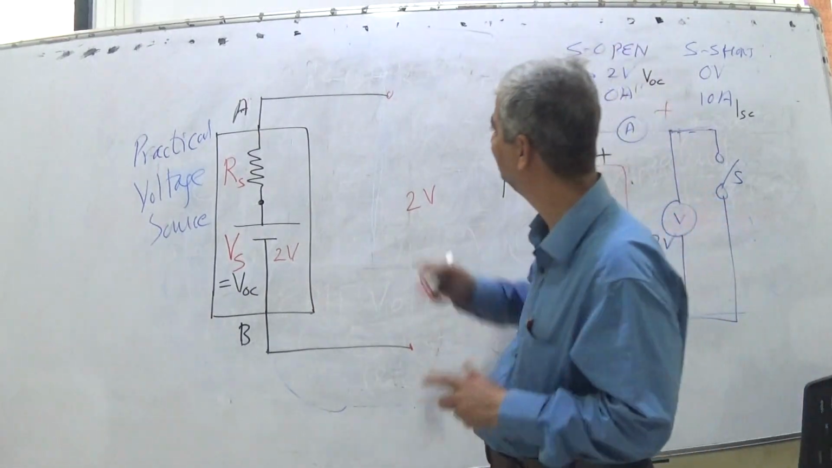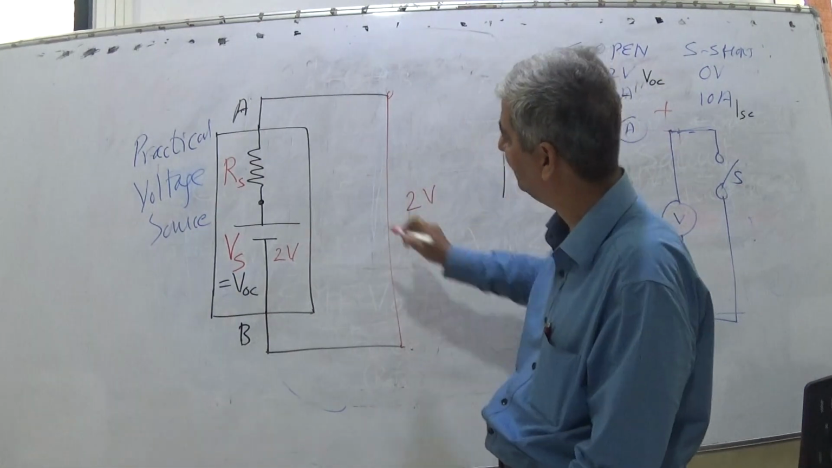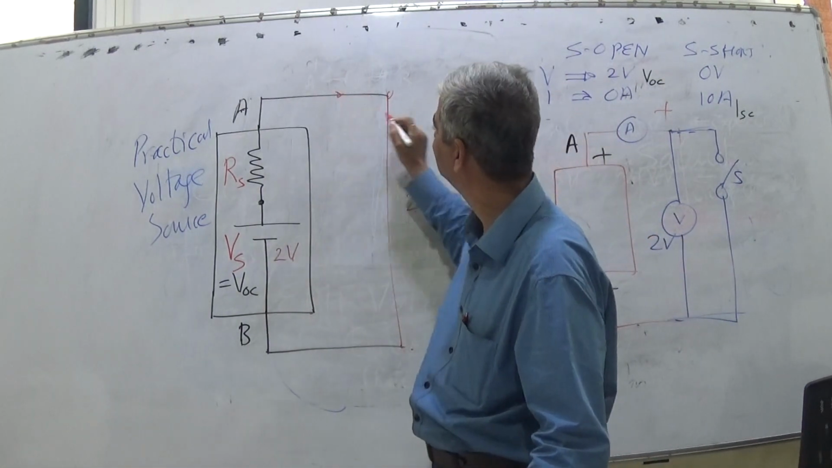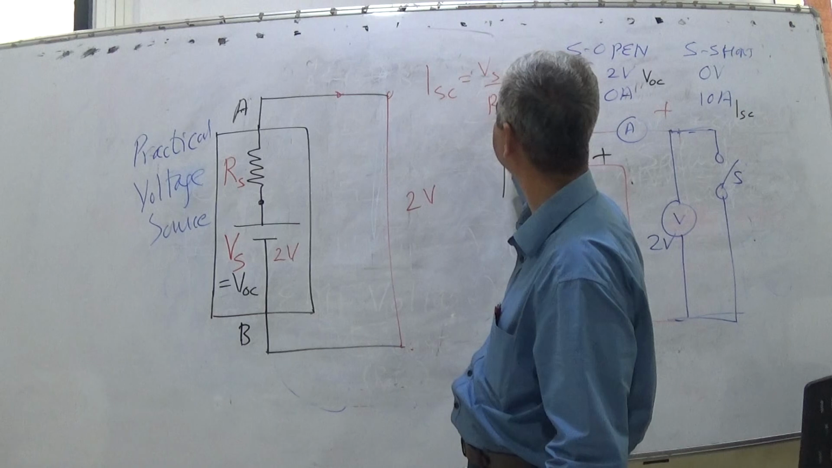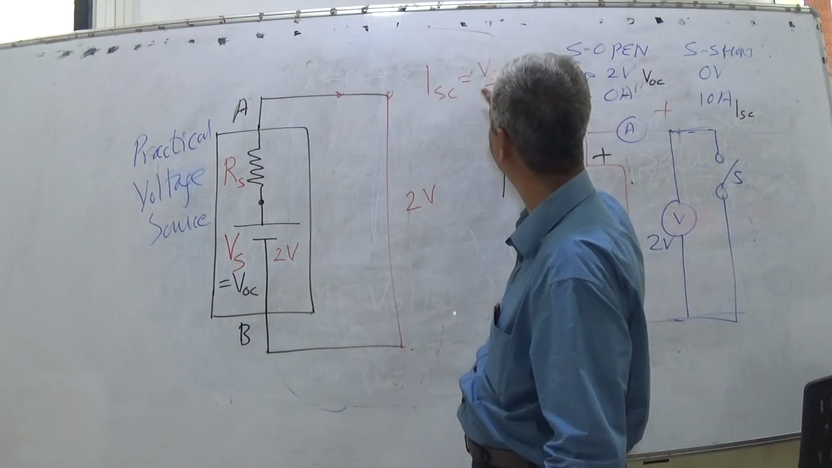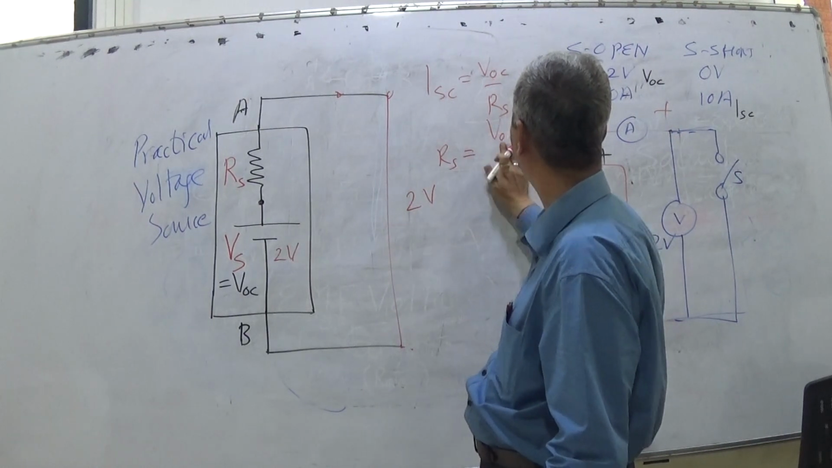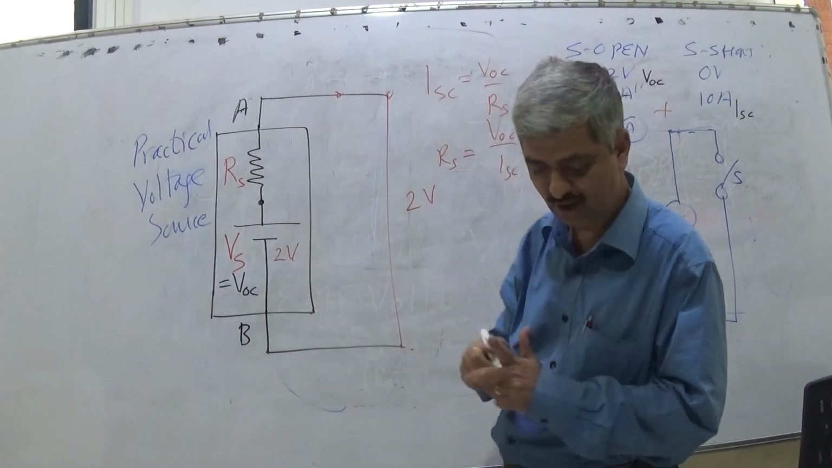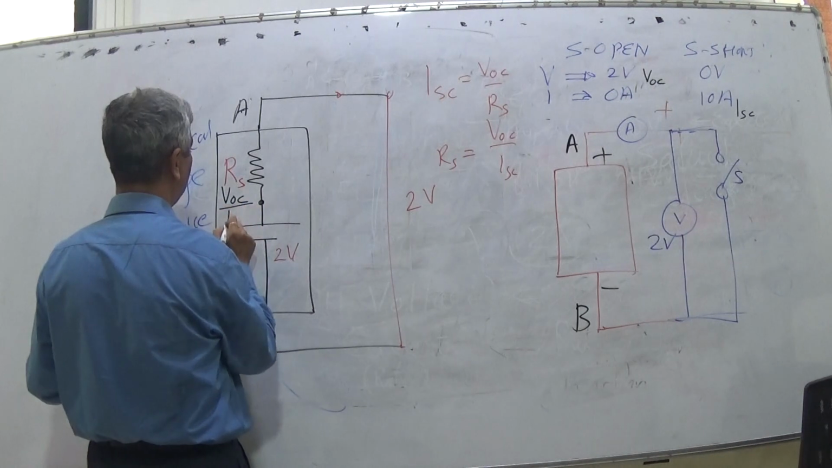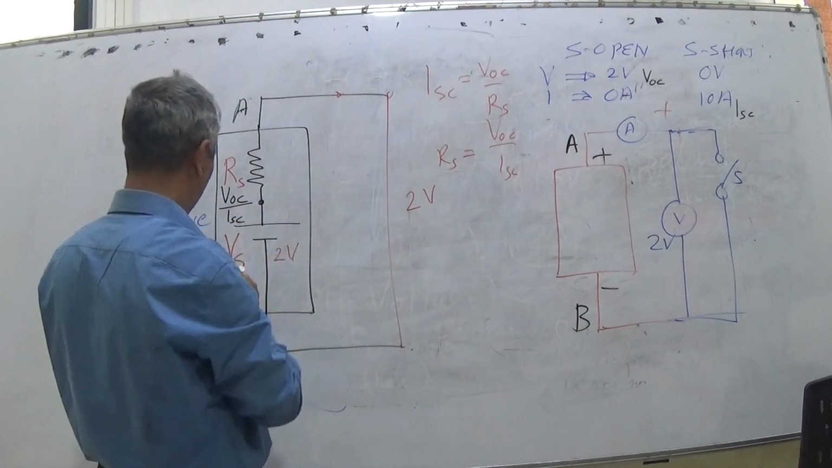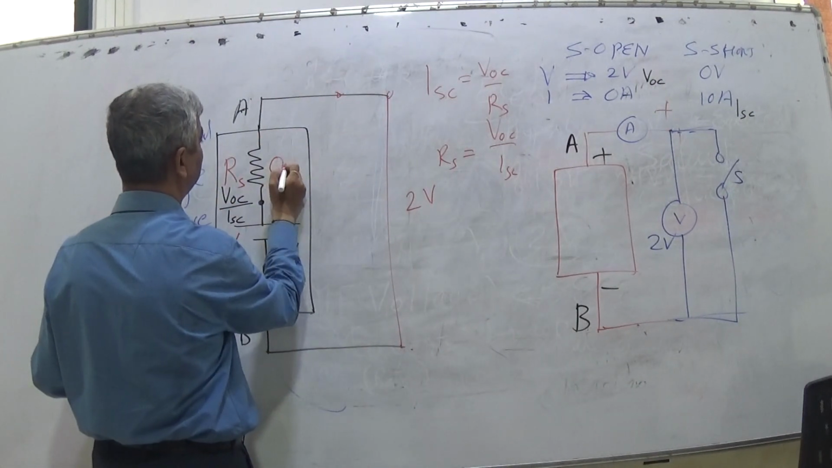When I short it, what happens? No resistance here. So what will be the current? Vs upon Rs. So ISC would be Vs upon Rs. What is Vs? Already computed, VOC. So what is Rs? Rs would be VOC upon ISC. In this case, VOC is 2 volts, ISC is 10 amperes. So 2 by 10, it is 0.2 ohms.